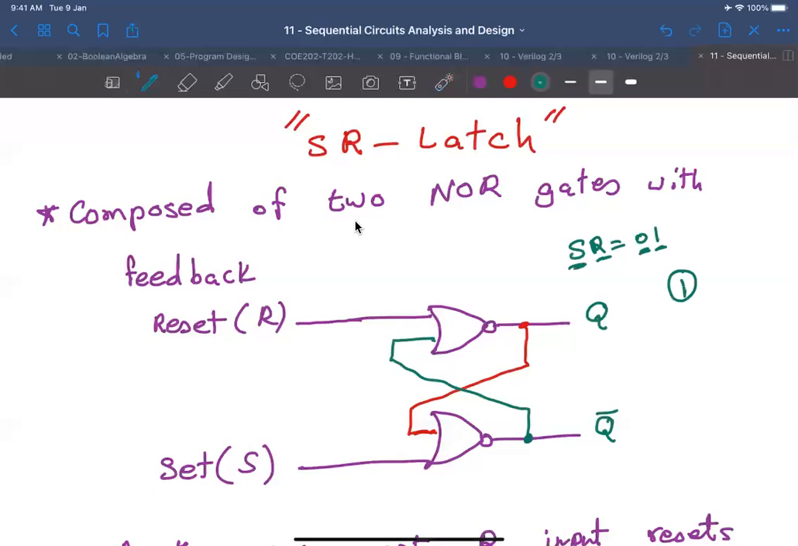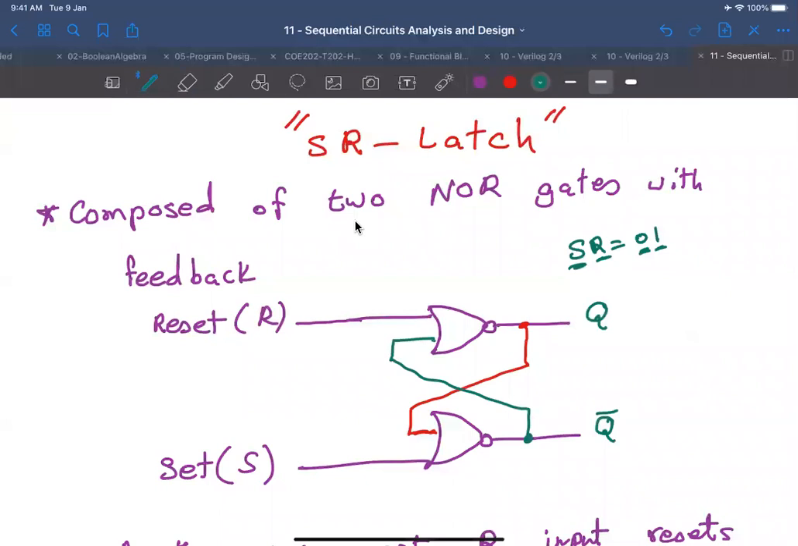In case S and R are 1, 0, on the other hand, so my S is 1 and my R is 0, my R is not active in this case. Then what happens is that my Q will be... I'm really sorry, I just messed up here.